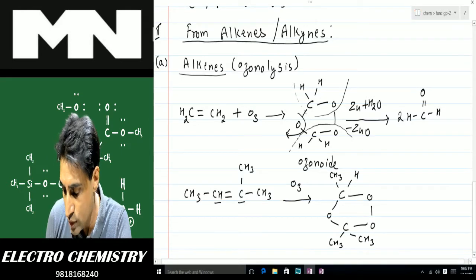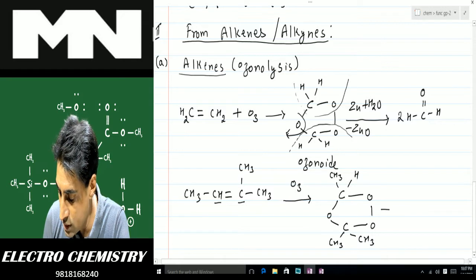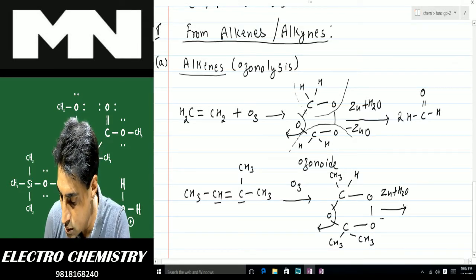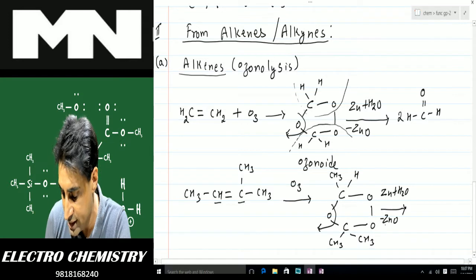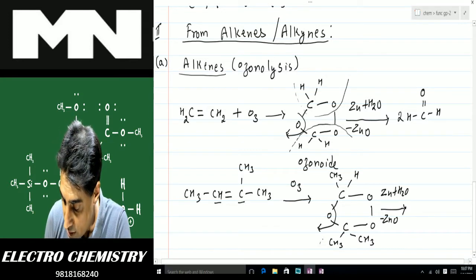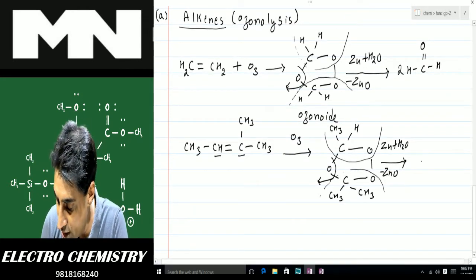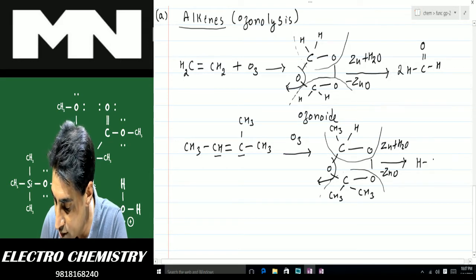This is the ozonide you are getting. On reaction with zinc and water, this oxygen will come out as zinc oxide. This part of the compound will break. This part of the compound will break. So one of the compounds which I'll get will be formaldehyde, that is HCHO.